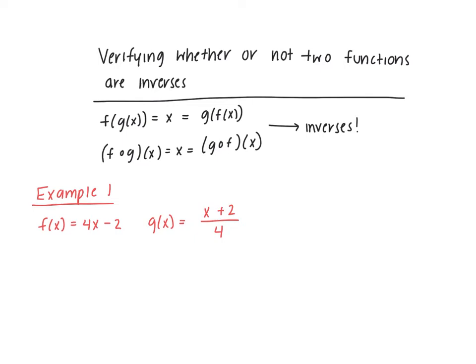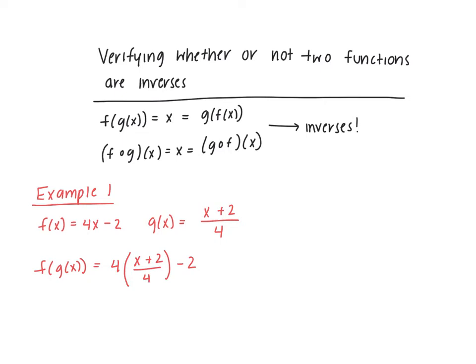In example 1, we have f of x equals 4x minus 2, and g of x equals x plus 2 over 4. So let's start by taking f of g of x. So we are substituting the entire function g of x in for x in f of x.